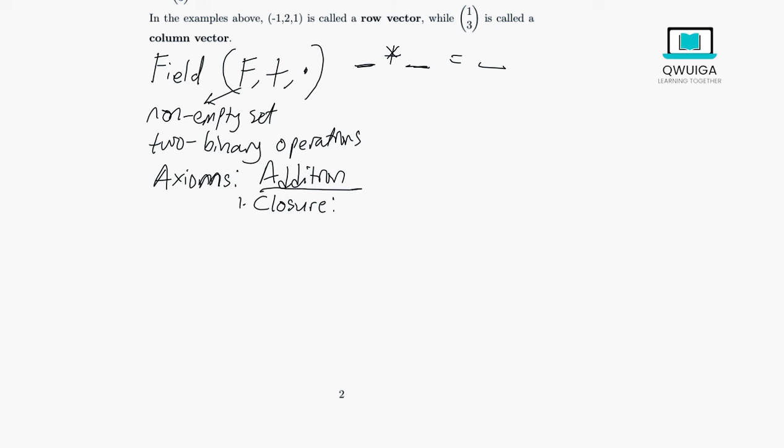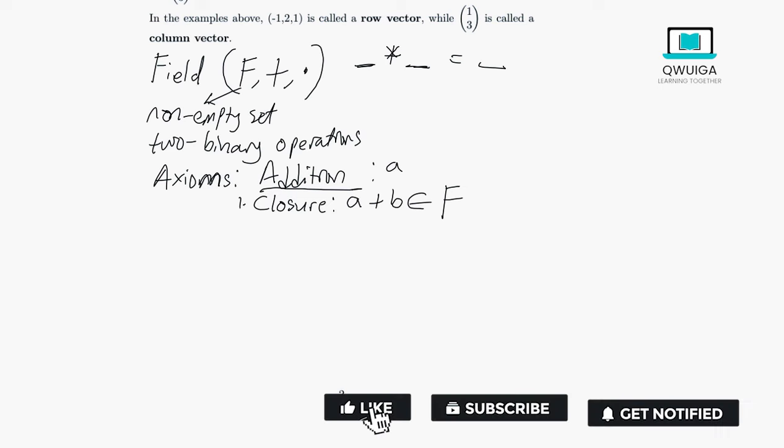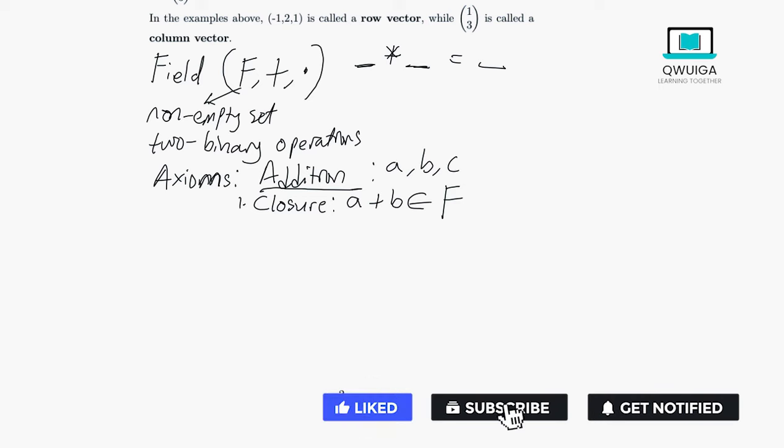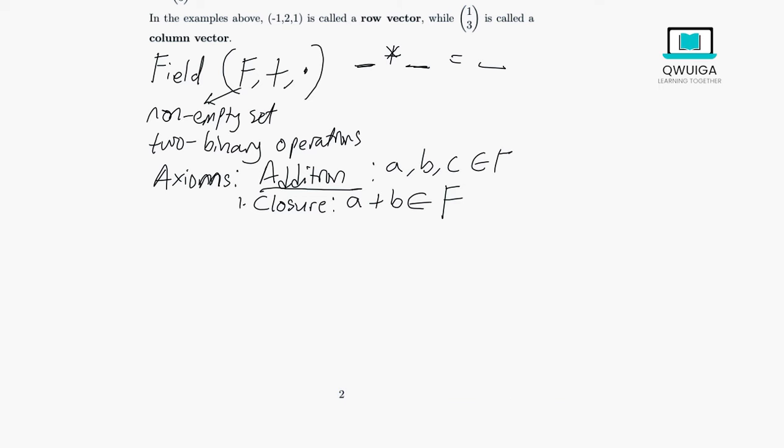But what closure means is that if you take any two elements, say A and B in F, and operate them under addition, that's A plus B, it must give you a result that is also in F. So all these properties are for A, B, C in F. So this is the closure property.